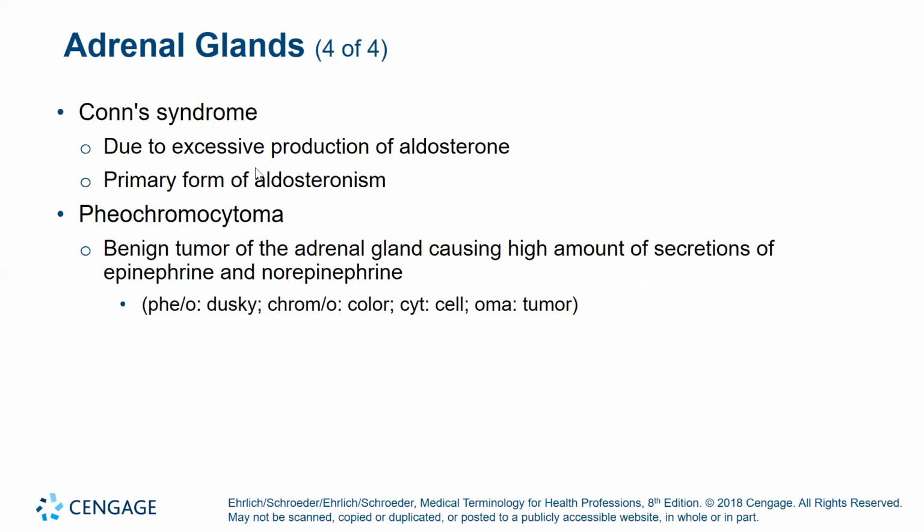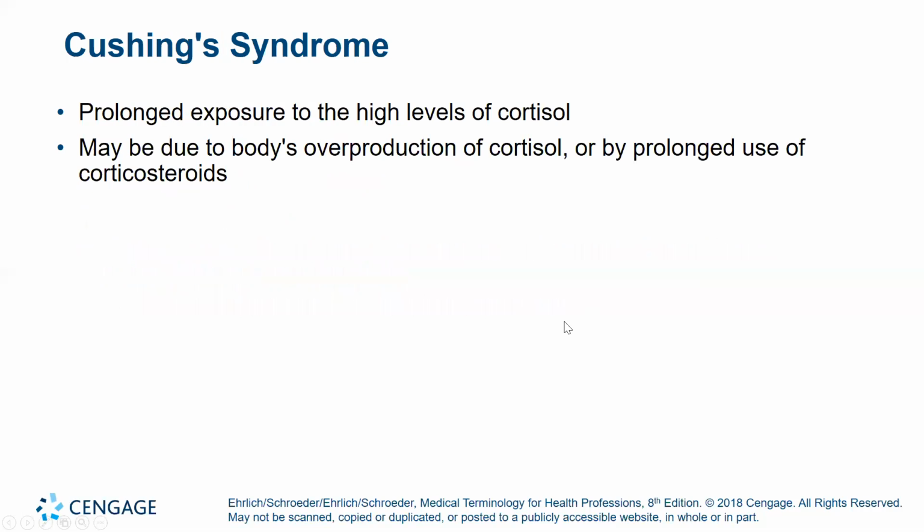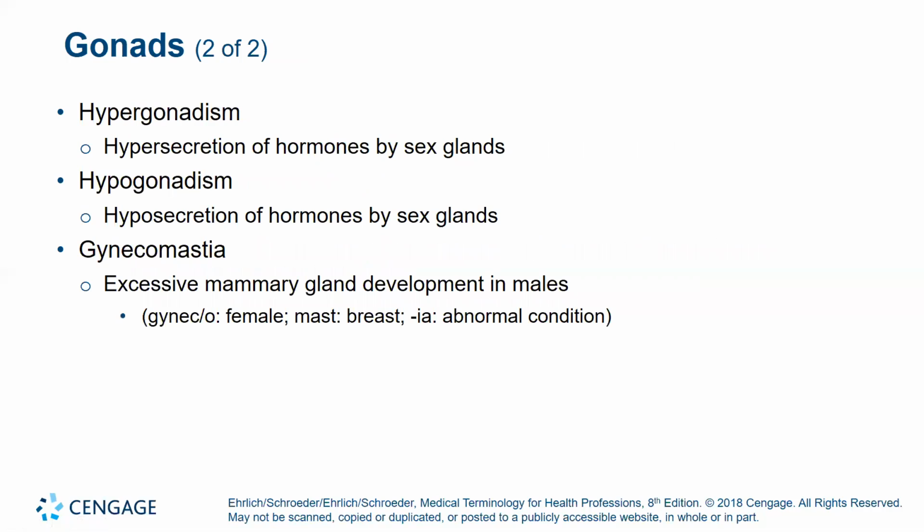You can see, looking at this term, pheo is dusky, chromo is color, cyte is cell, oma is tumor. Next, they talk about Cushing syndrome. This is prolonged exposure to high levels of cortisol. It may be due to the body's overproduction of cortisol or by prolonged use of corticosteroids. We have hypergonadism, just hypersecretion of hormones by the sex glands. We have hypogonadism, hyposecretion of hormones by the sex glands. We have gynecomastia. This is excessive mammary gland development in males.